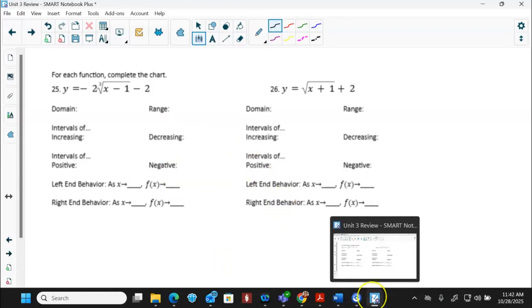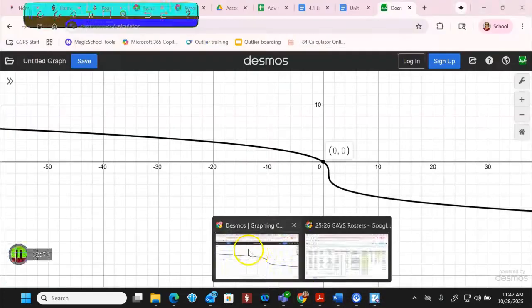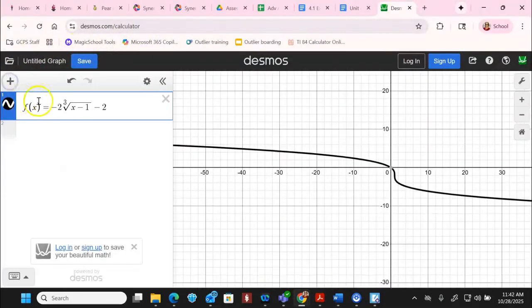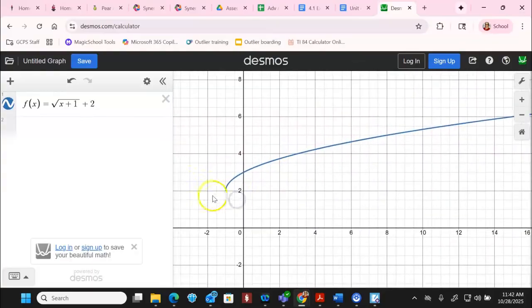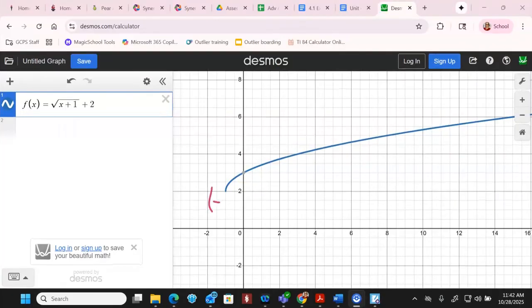All right, question 26, very quick right here. For question 26, we're going to change the function. So we're going to have f of x equals, now we have a square root function, square root of x plus 1, plus 2. All right. So let's press home so it looks better. All right. So again, this function has a stopping point. The stopping point is -1 and 2.